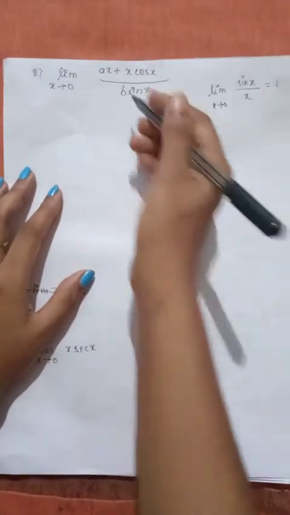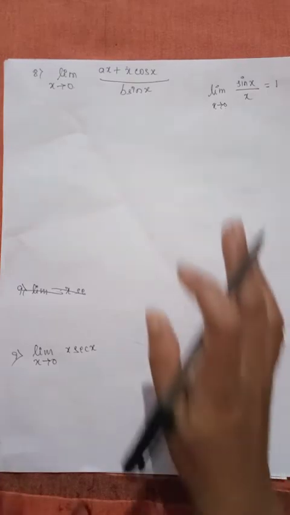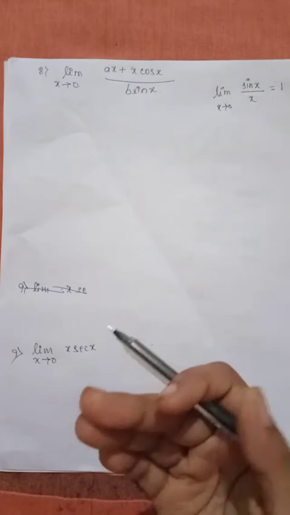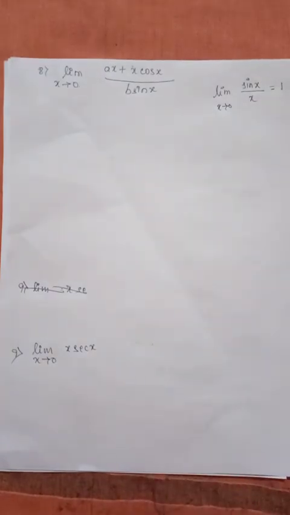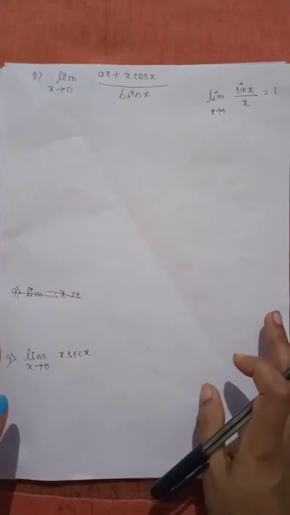So what is this question? Limit of ax plus x into cos x, divided by b sin x. As I told you earlier, whenever you see trigonometric functions, try to convert them into sin x by x form. Since we know that particular theorem, we can use it directly.